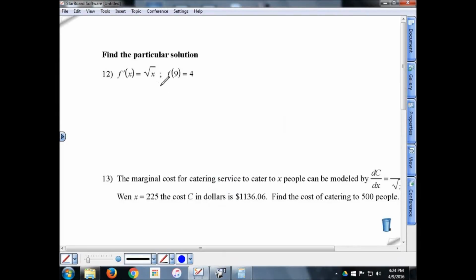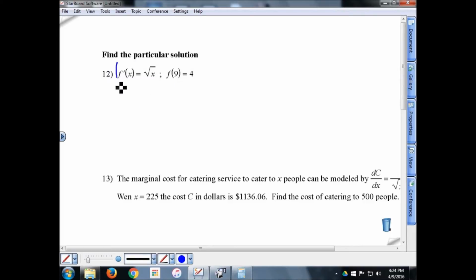Okay, finding a particular solution. What that entails is integrating f prime, because that's going to give us f of x, but when we integrate with indefinite integration, it's going to give us a plus c. Particular solution means finding out that value of c using this initial condition here.